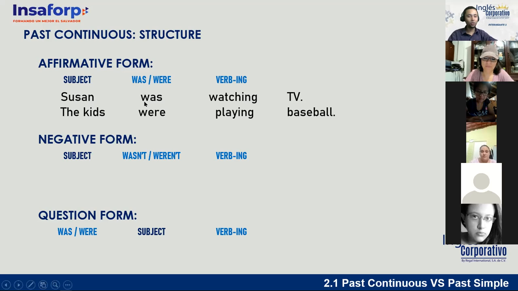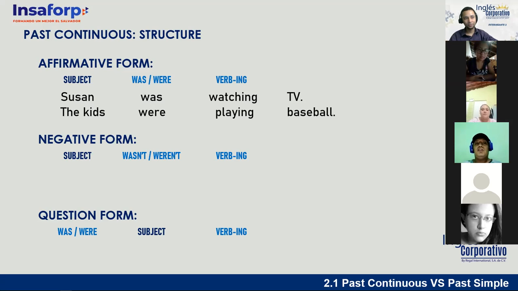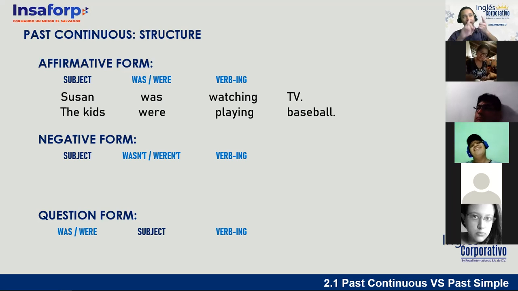Okay, so when do we use was? Let's see, who knows the answer? When do we use was? When it is he, she, or it. Good, but one is missing. Falta uno ahí. Subject, I. Correct. Also, I. If the subject is I, he, she, or it, then we use was. If the subject is you, we, or they, then we use were.